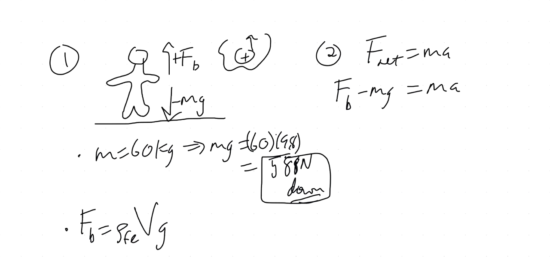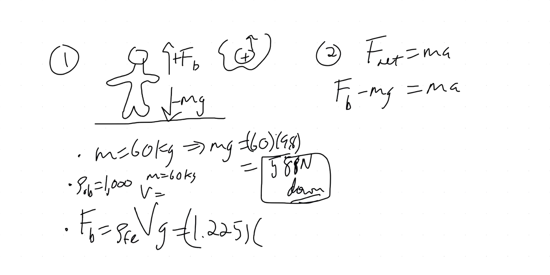The density of the fluid is air. Careful to not mix up density of person with density of fluid times the volume of the person. But what's the volume of the person? Well, the density of my person was 1,000. The mass of my person is 60. So therefore, the volume is going to be what? Density is mass over volume. So volume is mass over density, which is going to be 60 over 1,000, which is 0.06 cubic meters.